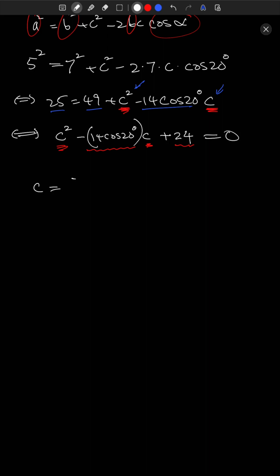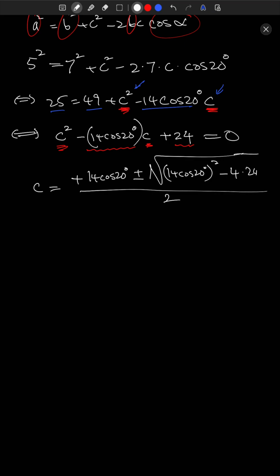C equals minus this guy here, right? Minus of minus 14, so actually that's a plus 14 cosine 20 degrees, plus or minus root b squared, so 14 cosine 20 degrees, squared minus 4 times a, which is 1, times c, which is 24, over 2a, over 2. Okay.